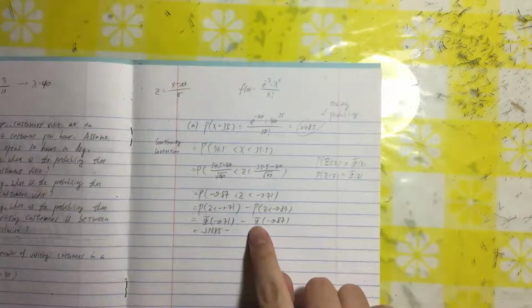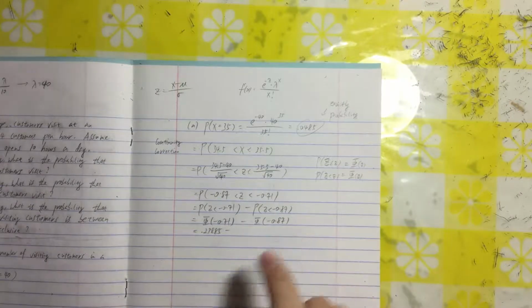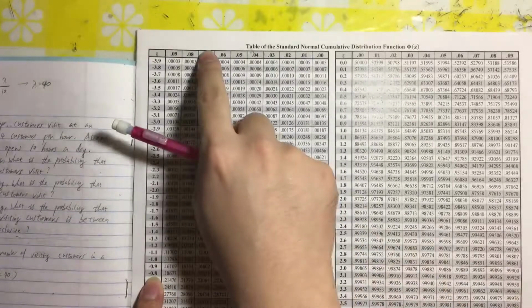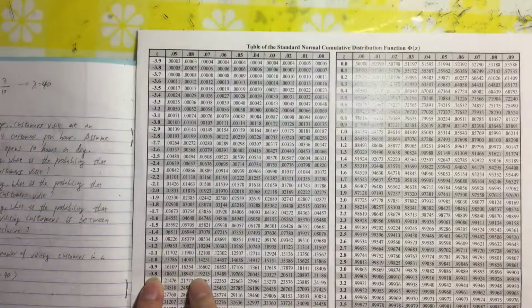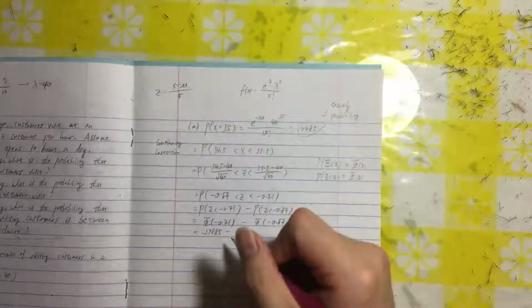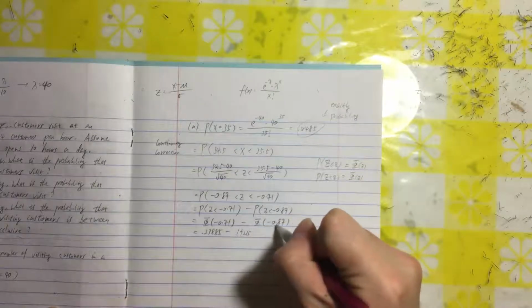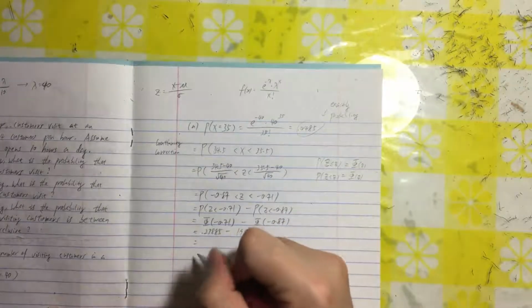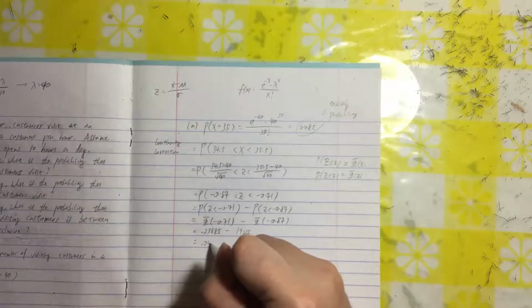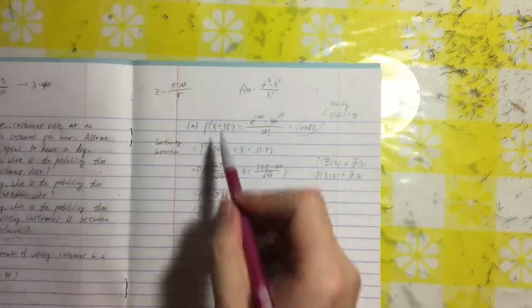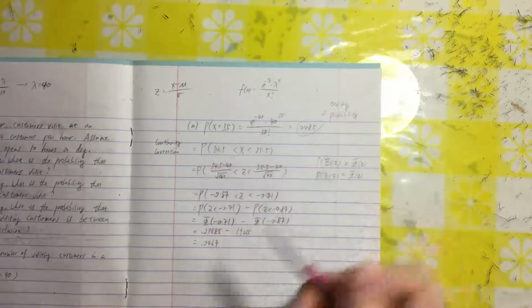Next, use the table to find Phi of negative 0.87. Negative 0.8 is here, 7 is here. Negative 0.87 is 0.19215. That's Phi of negative 0.87. Then I subtract. I get 0.0467. That's an approximate probability for X equal to 35.